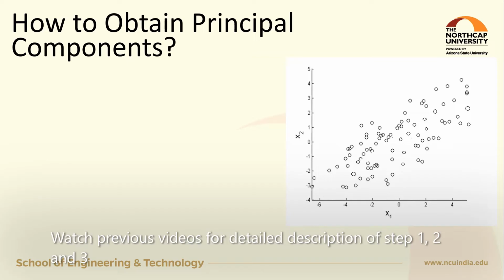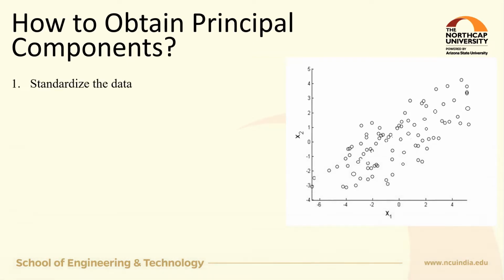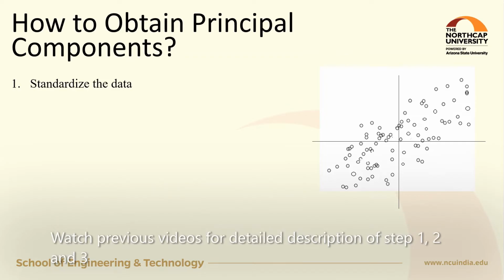The very first step is to standardize the data. After standardizing the data, x1 and x2 will have a mean of 0 and a standard deviation of 1. So this is the new axis that can be represented for this data set in the standard form.